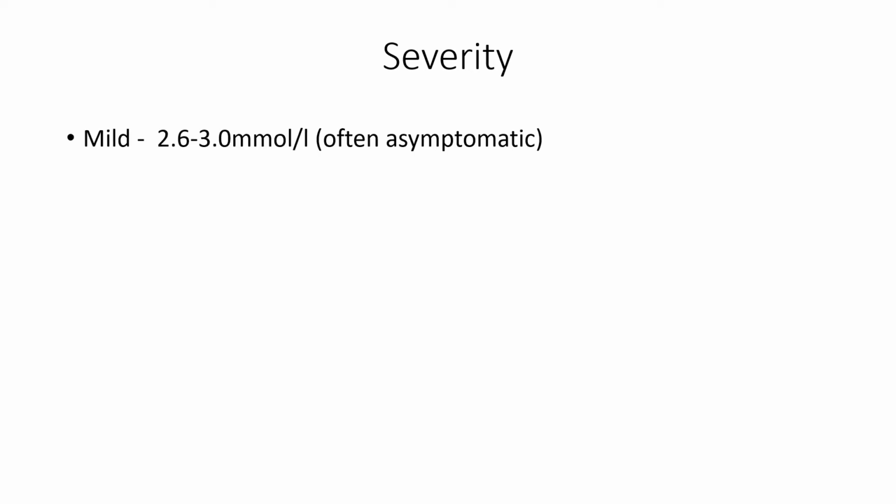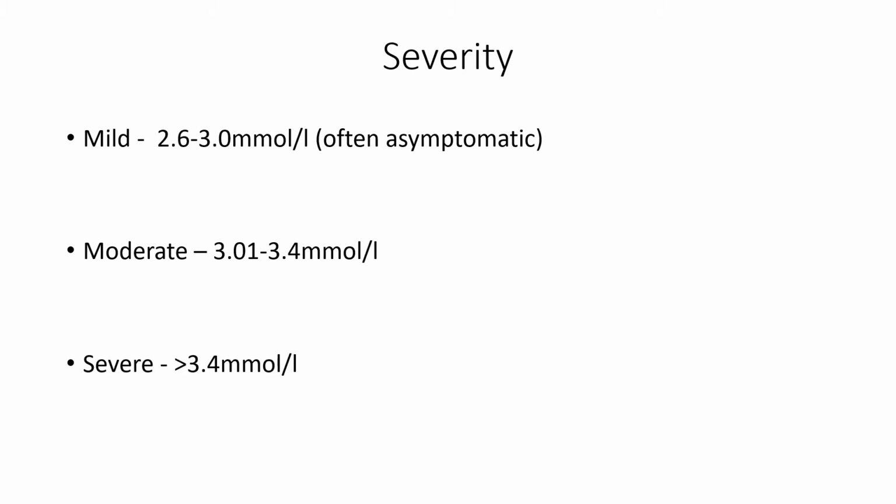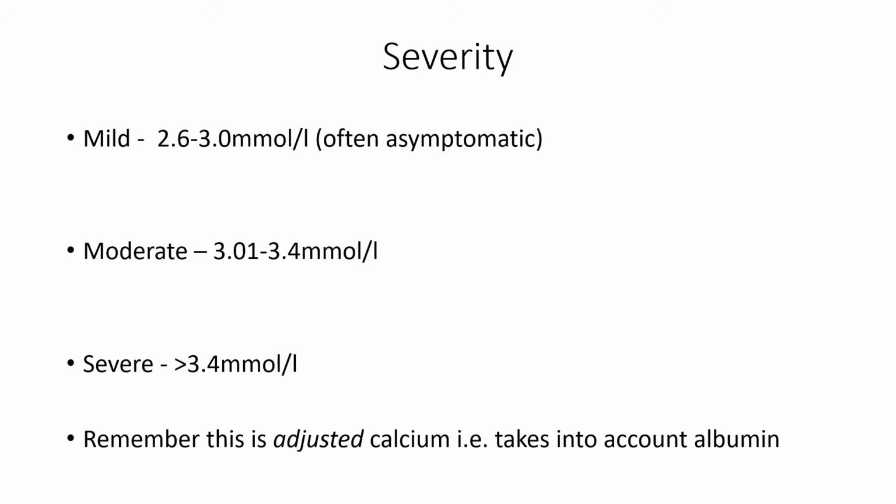We can divide severity into mild, so 2.6 to 3, and this is often asymptomatic. Moderate, which is 3 to 3.4, where you need to start paying some pretty close attention. And severe, we're talking emergency, do something now type situation, above 3.4. And remember, what you're looking at on the blood test is the adjusted calcium. This takes into account the serum albumin. Remember, patients with very low or very high albumin may have abnormal calcium results, and that's because albumin binds serum calcium.